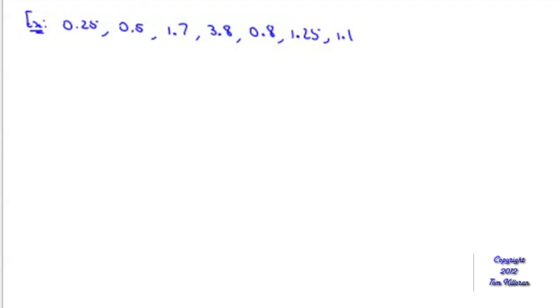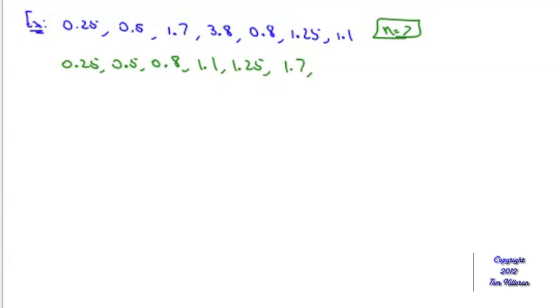Before you even start jumping into mean, median, and mode, the two things you should take care of first: how many are there, and put them in order. So how many are there? 7. So n equals 7. Next step is put them in order. Smallest? 0.25. Next? 0.5. 0.8. 1.1. 1.25. 1.7. 3.8. No mistakes? Yes. Are you sure?